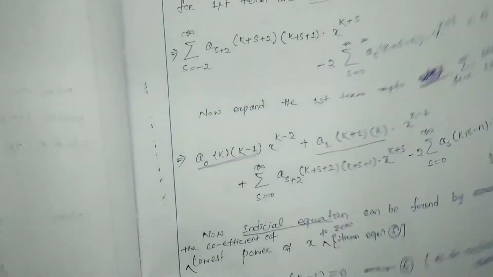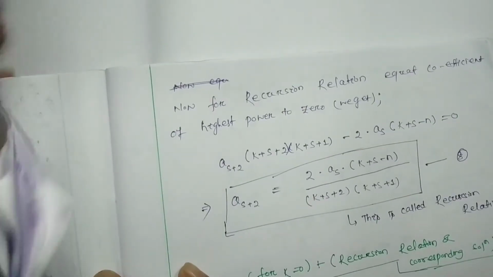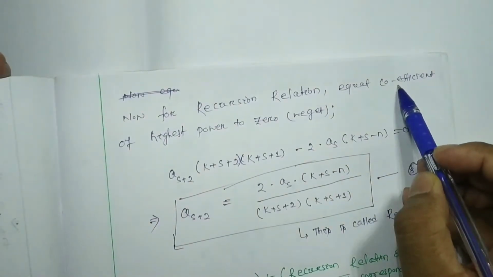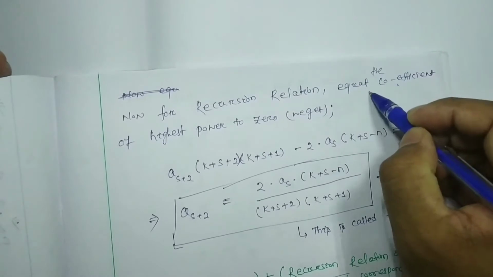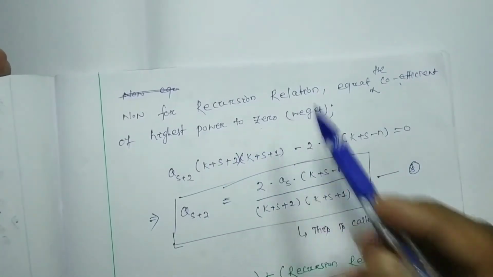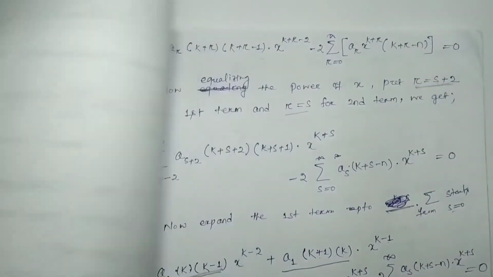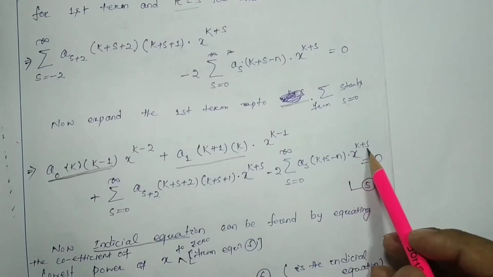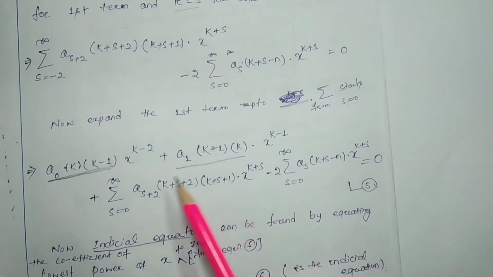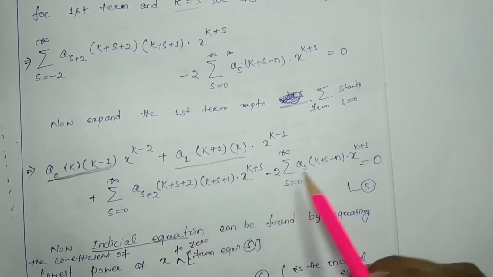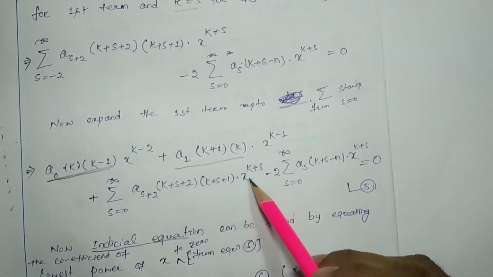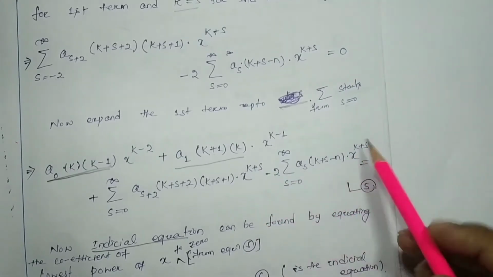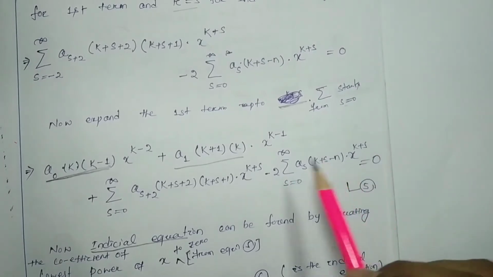Okay. Now to find the recursion relation, equate the coefficient of the highest power to 0. The highest power is x to the power k plus s. See here, x to the power k plus s is there, and here as well. So we can add these two terms by taking x to the power k plus s common. So what will be the coefficient?